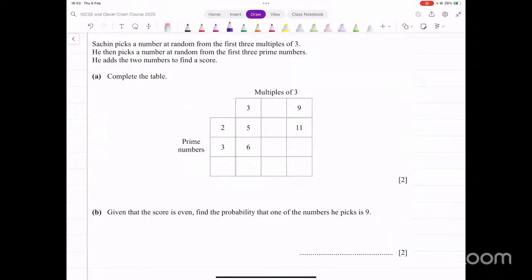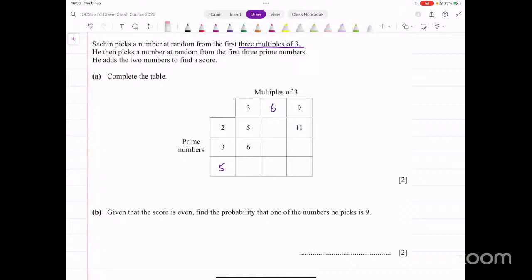So a number is picked at random from the first three multiples of 3. On this axis, they have multiples of 3. So the first number is 3, and then they have left it blank. What should this be? It should be 6, right? Let's fill this number. And then he picks a number at random from the first three prime numbers. The first prime number is 2. The second is 3. What should the next be? 5.